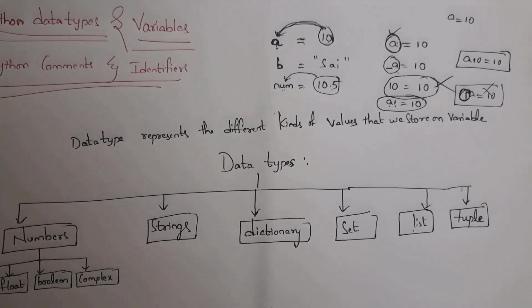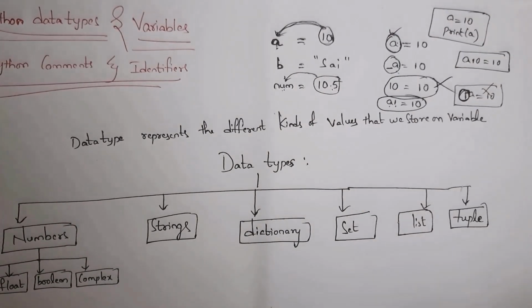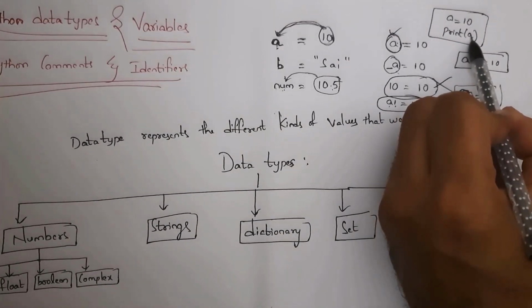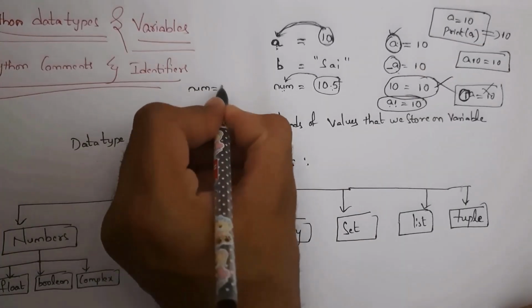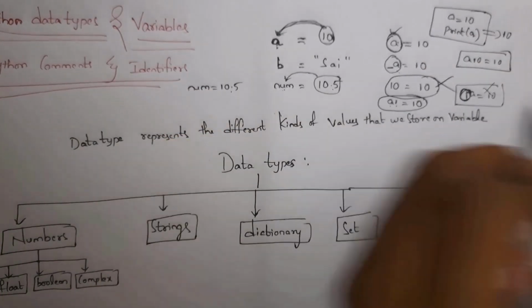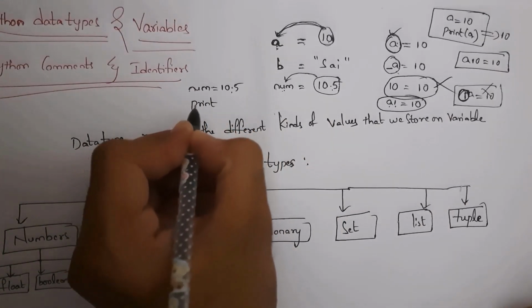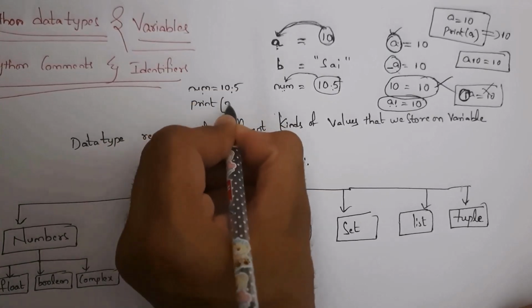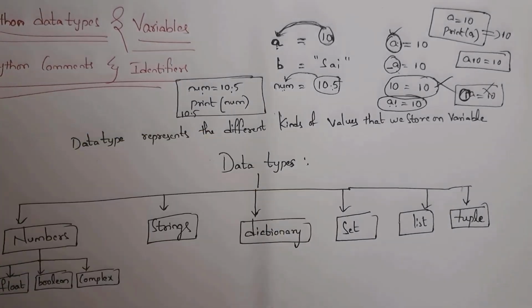For example, here I written a equal to 10. How can we print this value 10? Just write print a. Whenever you run this program, whatever value is present in variable a will be generated as output. So I'll get output as 10. For example, here I written num equal to 10.5. So in order to print this value, just write print. By using the print function we can generate output. This value is present in variable num, so you need to write num here. Whenever you execute this program, you will get output 10.5. This is how we generate output.